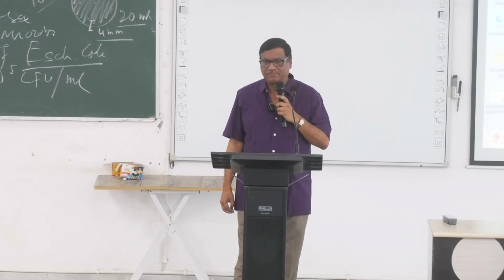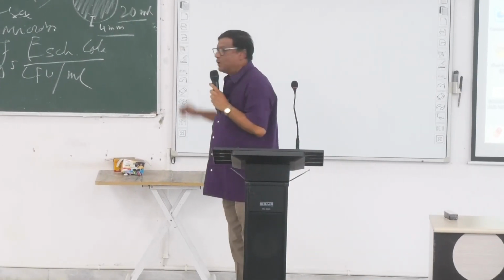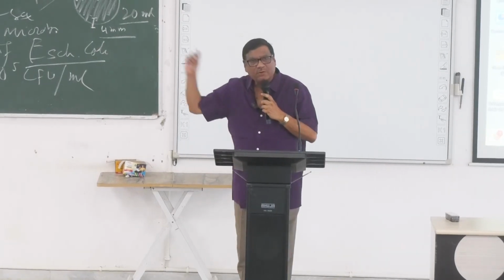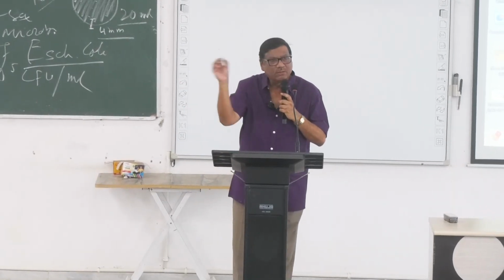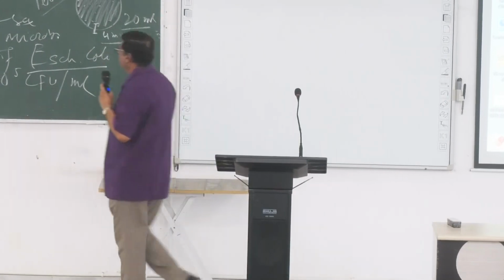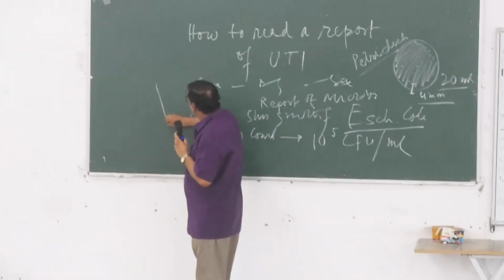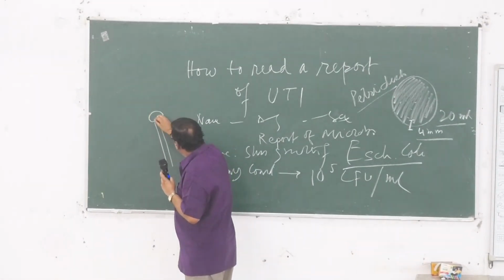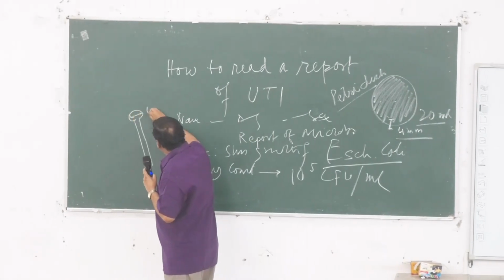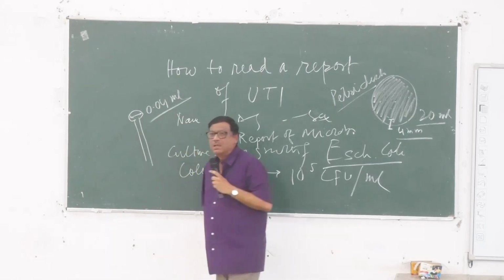This is the answer. So after saying these two things, the media is now ready. We stick with 0.04 ml. The bacteriological loop, the diameter that holds 0.04 ml of urine.